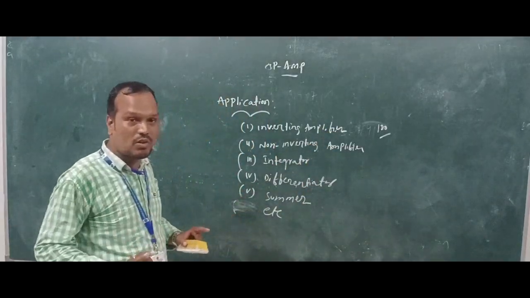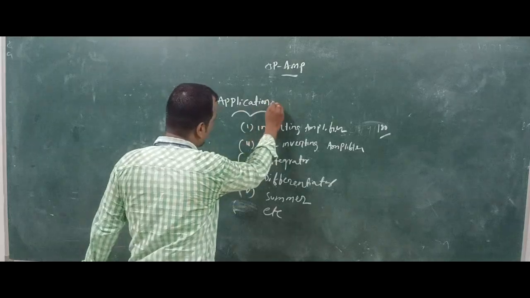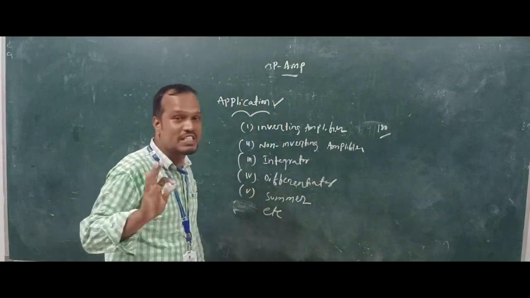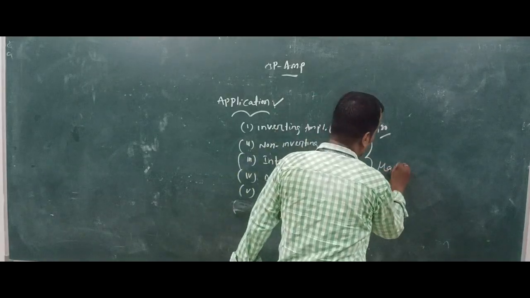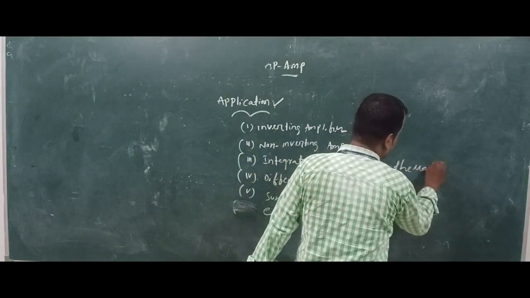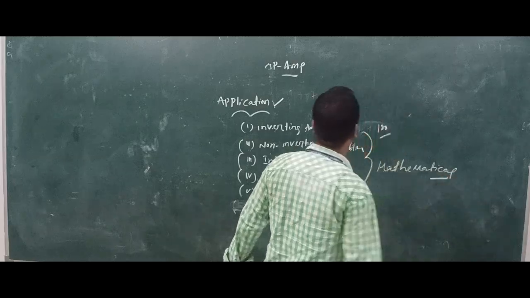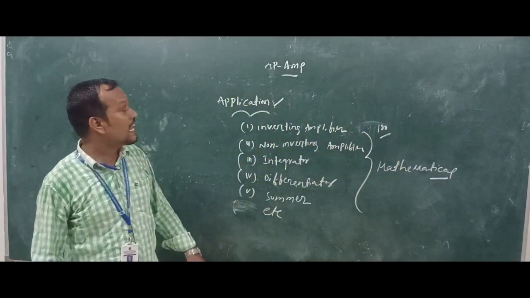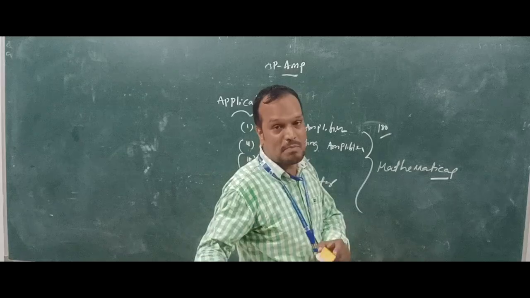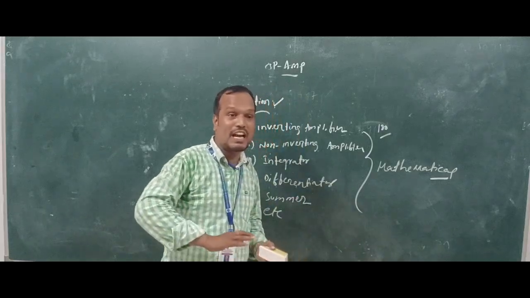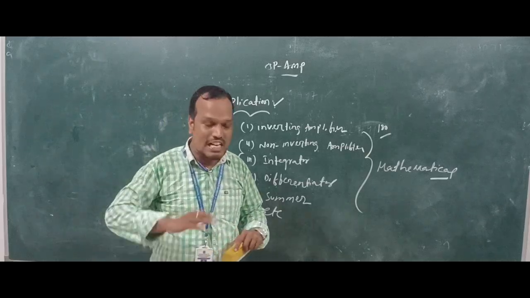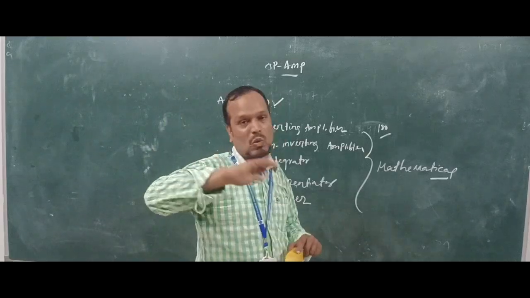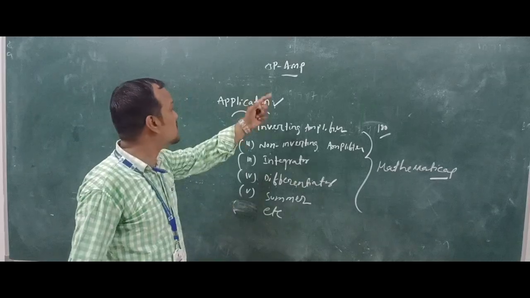So finally, the applications of the op-amp are related to mathematical operations. As I told you in the definition when I started the op-amp topic, it is an operational amplifier. That means it performs mathematical operations, and it boosts or strengthens the signal from low level to high level. That's why it is called an operational amplifier.